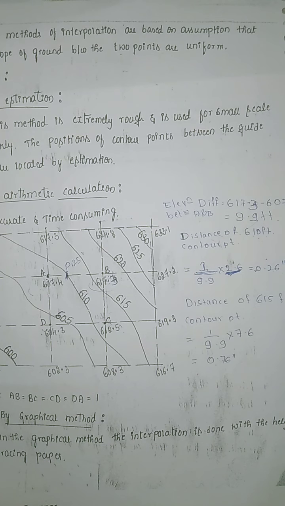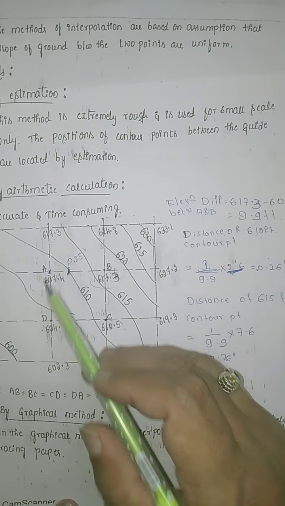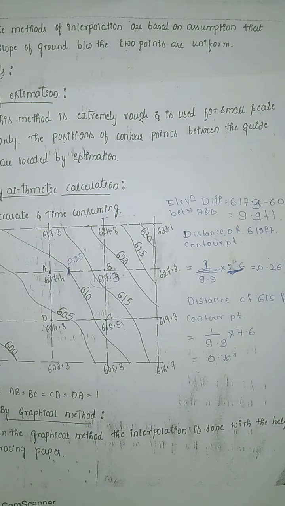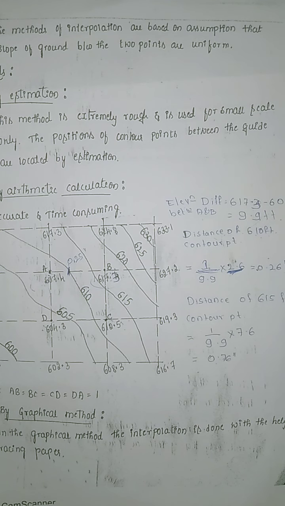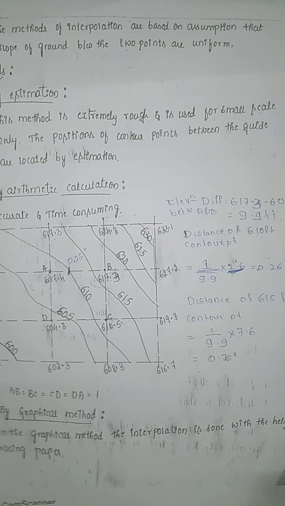Now with these two contour points located on A and B, similarly the positions of the other contour points on the lines AC, CD, and BD, and also on AD and BC, are going to be located, then by the graphical method.